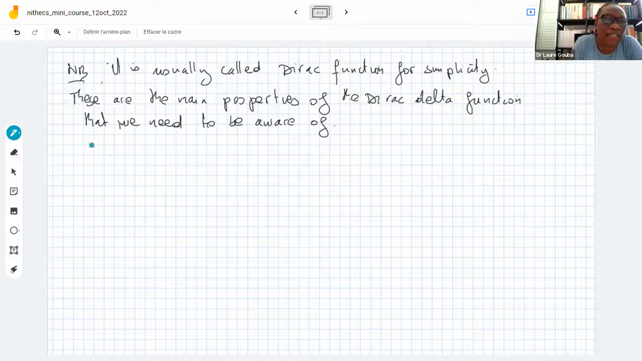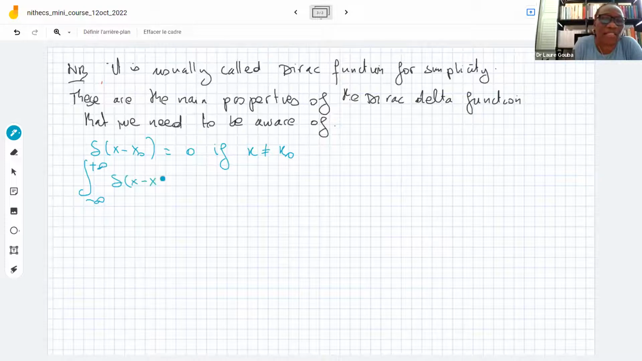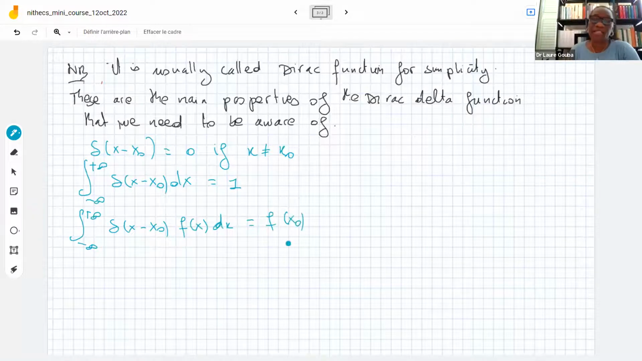Then we have delta of x minus x0 is equal to 0 if x is different from x0. We have the integral from minus infinity to plus infinity of delta of x minus x0 dx, sorry, is equal to 1. We have the integral from minus infinity to plus infinity of delta of x minus x0 times f of x dx is equal to f of x0. And this is usually called the sifting property of the delta distribution. It's one of the useful properties that I will be using very soon.